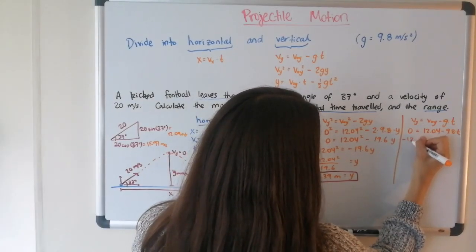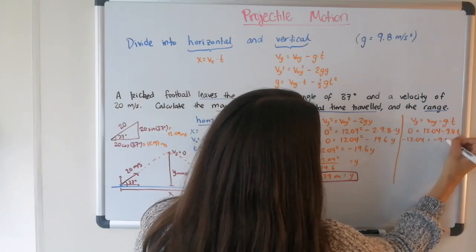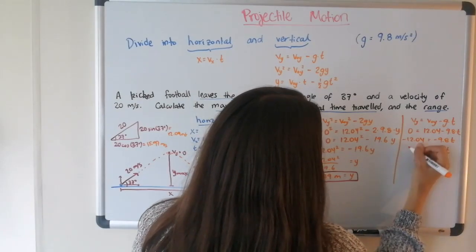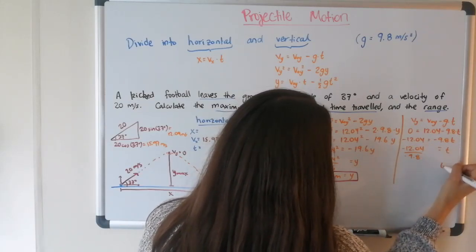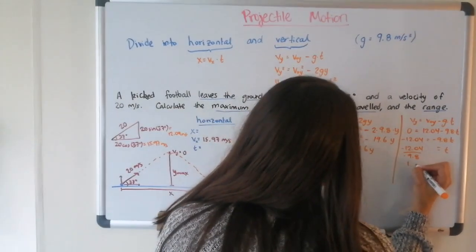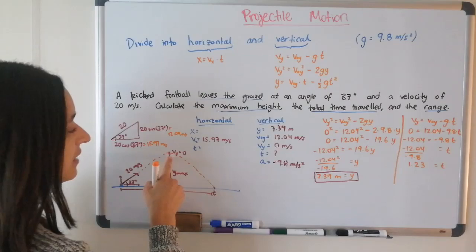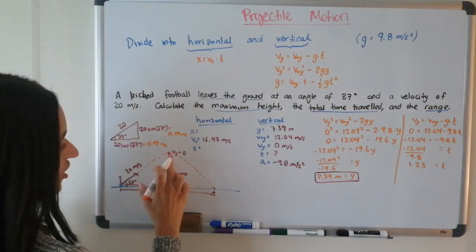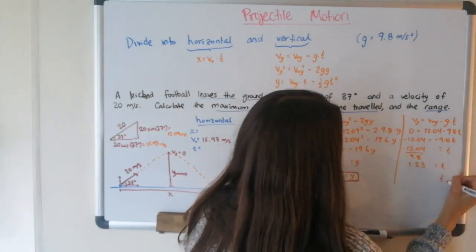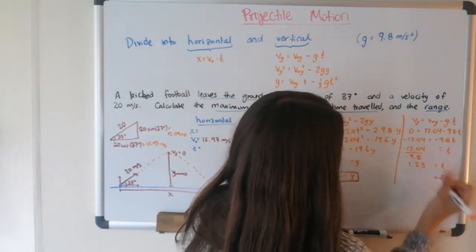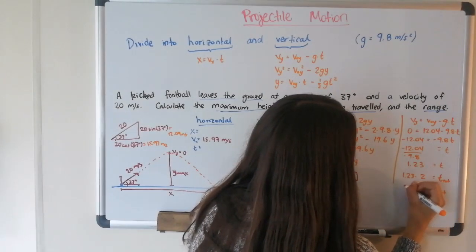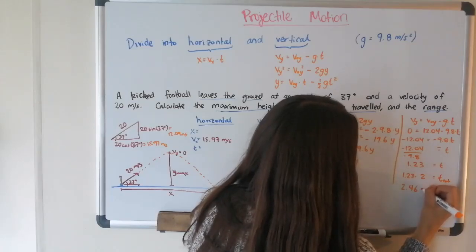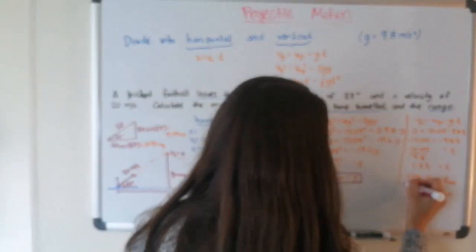So we pass this to subtract. We get minus 12.04 equals minus 9.8 t. And then we pass the 9.8 to divide. So we get minus 12.04 over negative 9.8, and that will give us a time of 1.23. So that is the time at the top of the trajectory. So the total time, which we can call t tot, is going to be this times 2. 1.23 times 2 is equal to 2.46 seconds. So again, this is our second result, 2.46, and it's the time at the end.